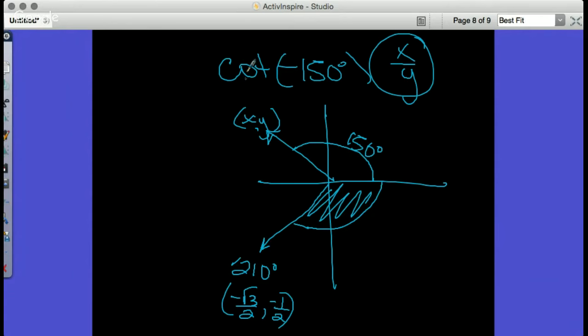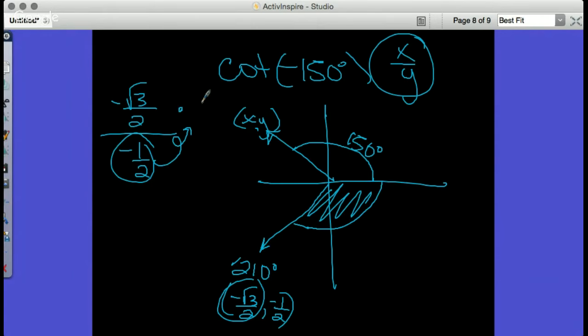So when I do cotangent, we know tangent's y over x, therefore cotangent is x over y. Good. So I could just know that it's the x, which is negative square root of 3 over 2, over the y, which is negative 1/2. So I'm going to flip it to the top, multiply by the reciprocal, which is negative 2 over 1. Cancel, right? And my value will end up being what? Positive root 3. Excellent. Very good.